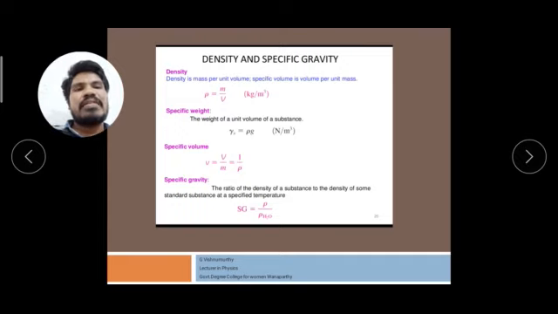There are no units for the specific volume. And specific gravity, the ratio of the density of a substance to the density of some standard substance at a specific temperature, is known as the specific gravity. So it is a ratio, that's why there are no units for the specific gravity. And the specific gravity equals rho by rho H2O. H2O means the water.